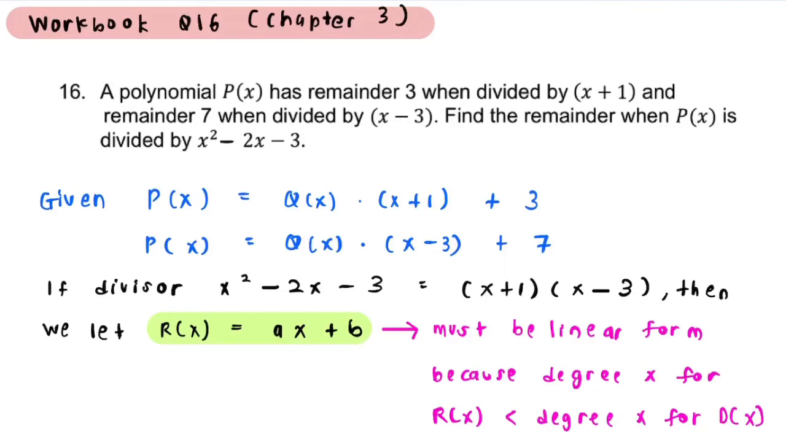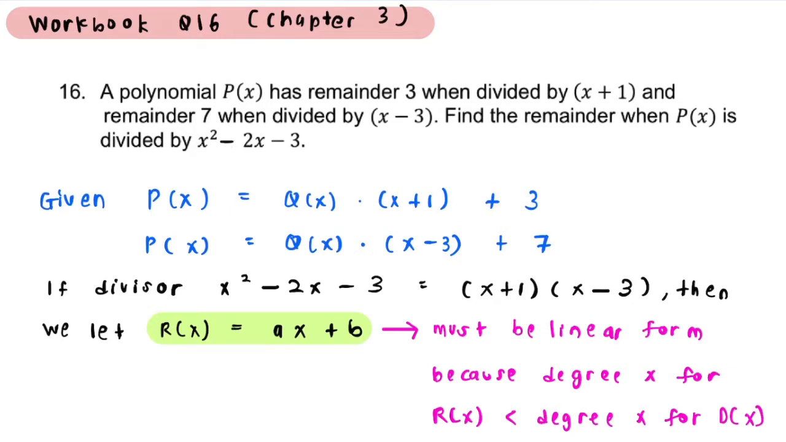Okay, this is tutorial 2 question, chapter 3. Refer to workbook, question number 16. You are given two pieces of information here: remainder 3 when divided by x plus 1, and remainder 7 when divided by x minus 3. Then find the remainder when p(x) is divided by this quadratic.